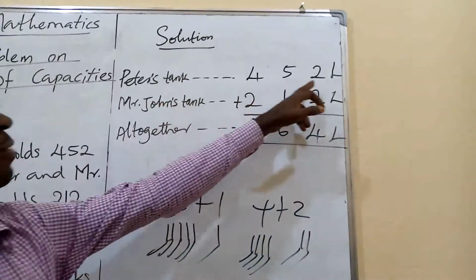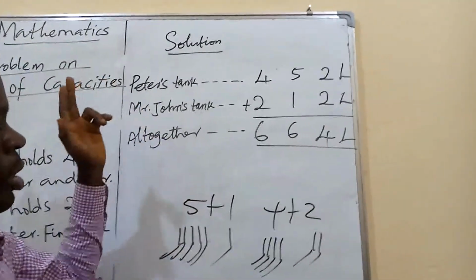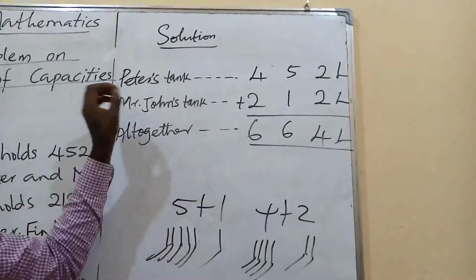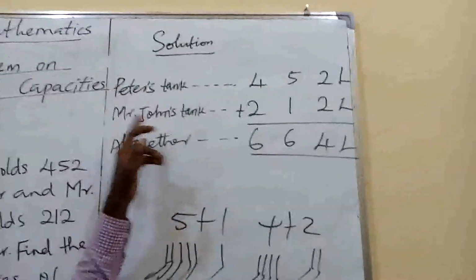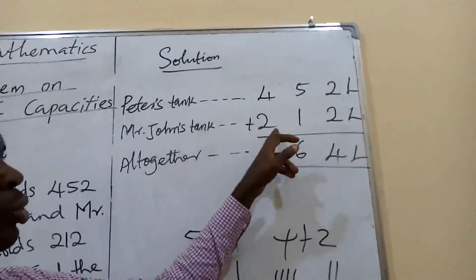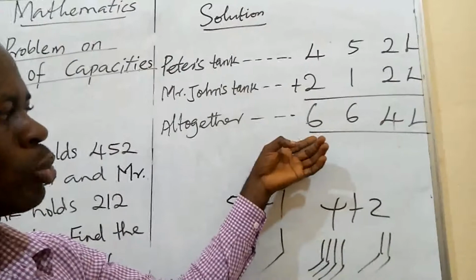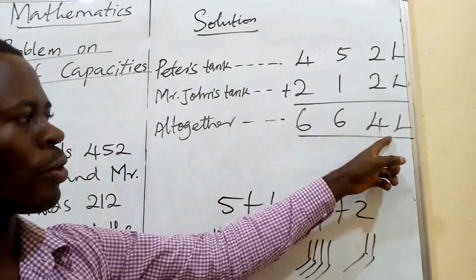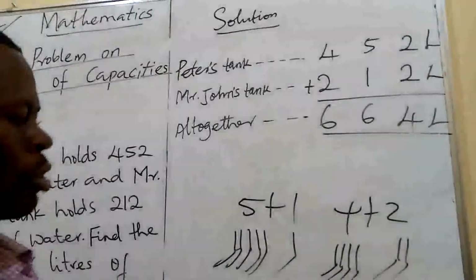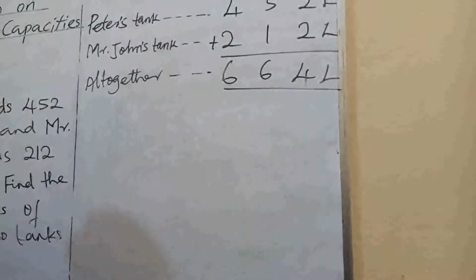Now, we have 452 liters of water, that is Peter's tank, and that of John consists of what? 212 liters. Altogether, we have the two tanks of water giving us 664 liters of water. So next we are going to look at example 2.